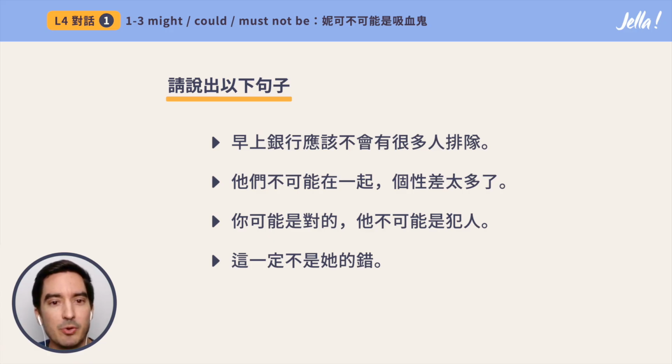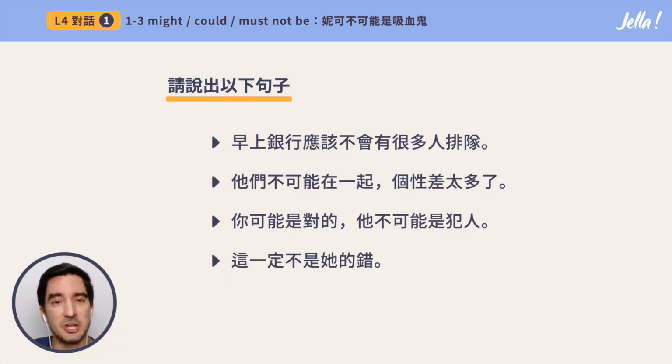他们不可能在一起，个性差太多了. Oh, geez. So I would translate this as they couldn't be together. Their personalities are too different. Now, that's one way to do it. Using a little bit more complicated grammar, but a way that I might say it to make it stronger, I might say there's no way they could be together. Their personalities are too different.